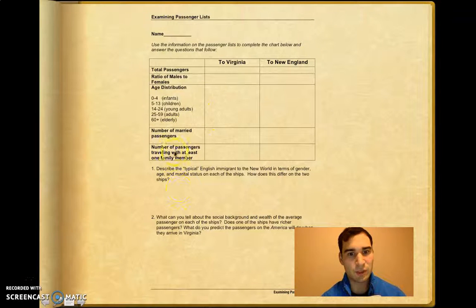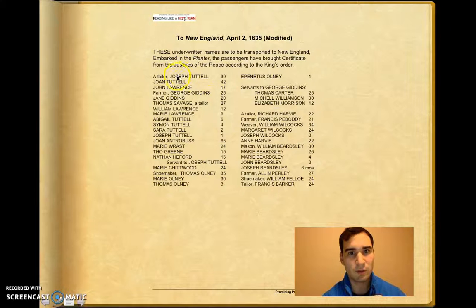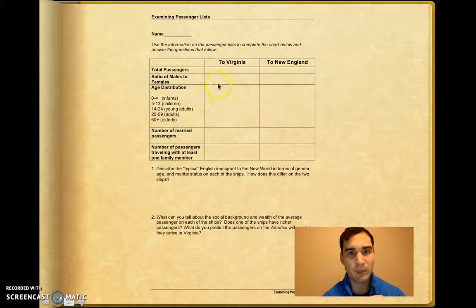Don't worry about these questions until after filling out the organizer. What I'd like you to do is simply count up. When this is done on paper, you put a tally mark, but you can just type in the number. Count up the total number of passengers on each ship. So you'll see on here, you'll go 1, 2, 3, 4, 5. Same for this one. Count up the number of people. You'll type that right here. Do that for both the ships.